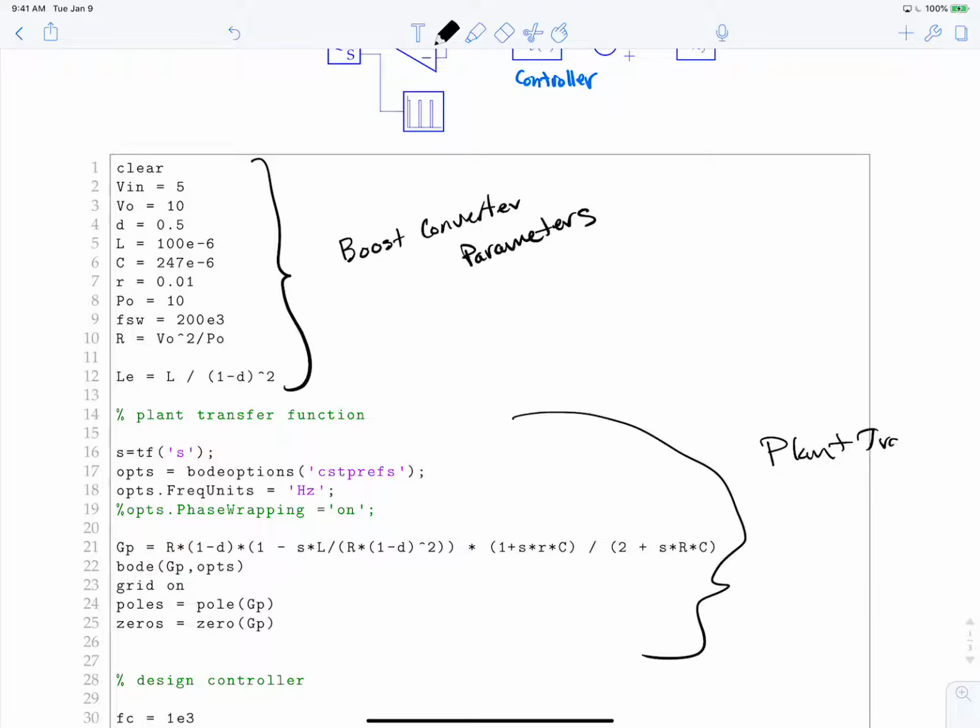And where this comes from is a basic power electronics course. And they derive the plant transfer function. We're essentially going to be consumers of that function. We're not going to talk about how it's derived, but essentially we're just going to use it.